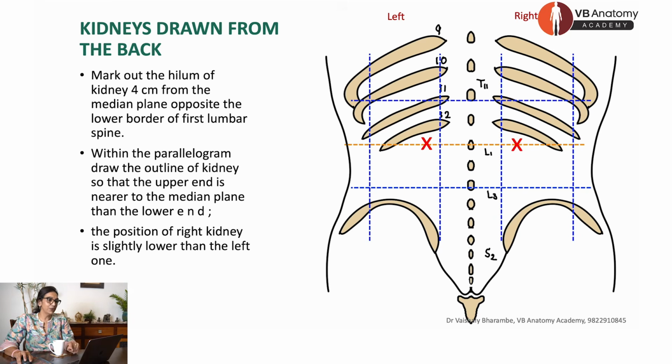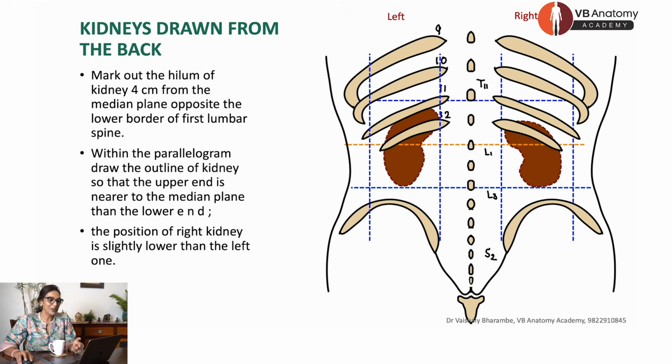Within the parallelogram, draw the outline of kidney so that the upper end is nearer to the median plane, lower end is away from it. Remember, the right kidney is going to be drawn lower down, the left is going to be drawn slightly higher up. That's up to your discretion, but remember that has to be done. From here, you have to now draw the ureters. There, you have your right and left kidneys. Happy? Okay, we are right there.